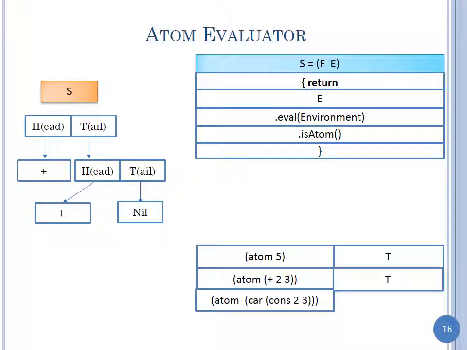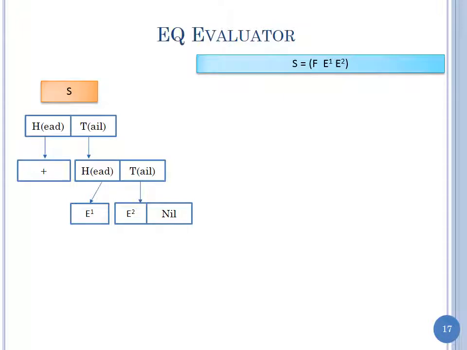And what will the answer here be? What are we going to do when we do atom car? We're going to call car, and the car is going to call cons, and cons is going to return 2, 3, and we're going to do a car of that, so that will also be true. Even though what we are passing is a similar situation to the previous one. Okay, now we come to the easiest one.